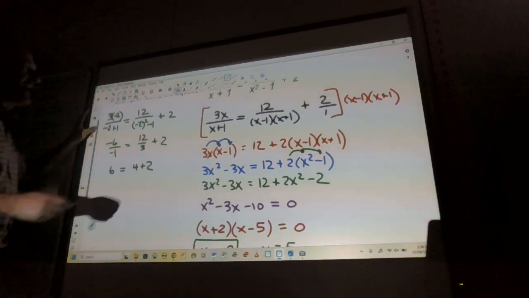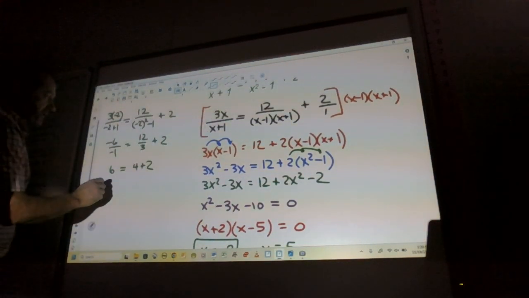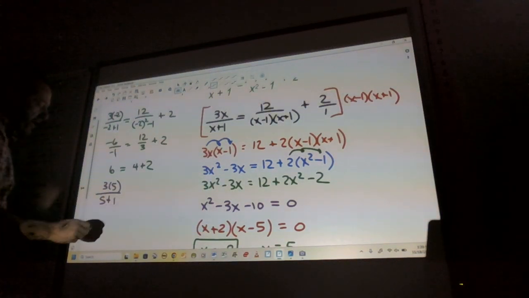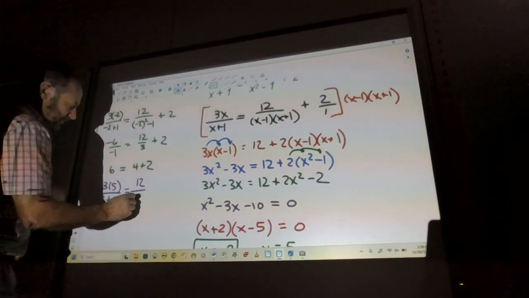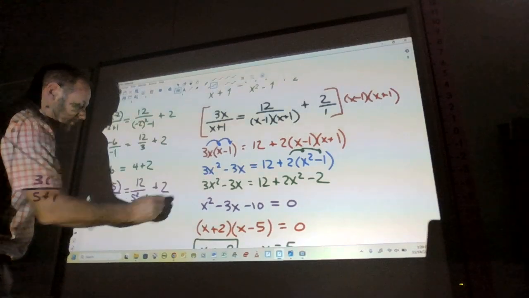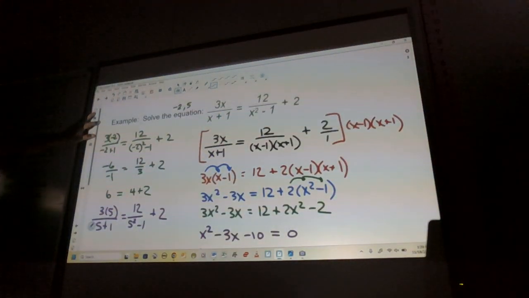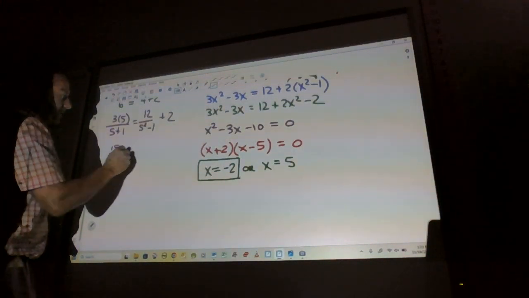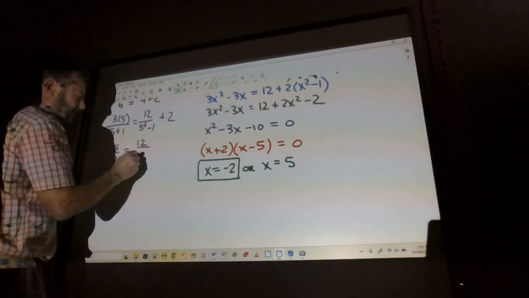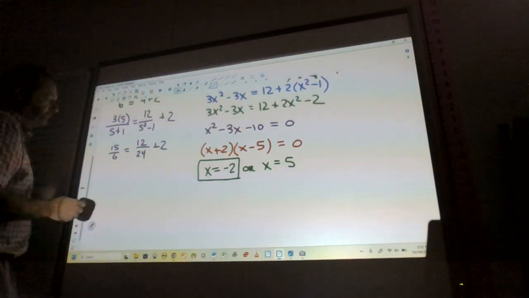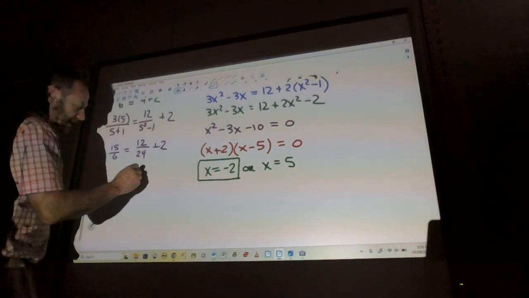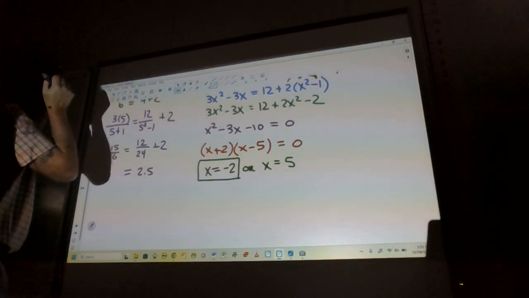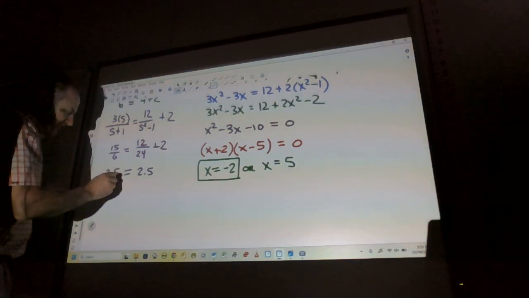All right, now let's check 5 and make sure 5 works. So it's going to be 3 times 5 over 5 plus 1 should equal 12 over 5 squared minus 1 plus 2. Make sure I got that right. Okay. So then this is 15 over 6 equals 12 over 25 minus 1 is 24 plus 2. So this is 2.5 over here, 2.5. Okay, 6 will go into 15 twice and leave 3. 3 sixths is 1. So this is 2.5. So both of them work.